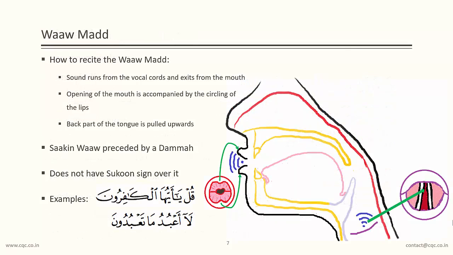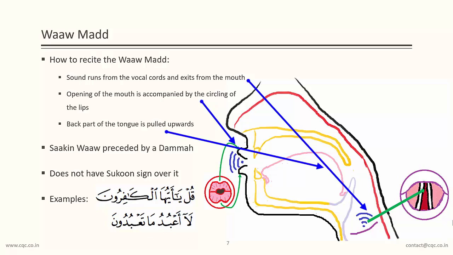Let's now have a look at the Waw Madd. What is the Waw Madd? How do we recite it? Look at the examples on the screen. Kafiruna. So this ru, this is the Waw Madd. In the same way, ta'buduna. This portion, du, is the Waw Madd. So you will notice that when we recite the Waw Madd, sound continues to emanate from the vocal cords. The lips are circled, and this is very important. And finally, automatically the back part of the tongue is pulled upwards, as you can see in the diagram here.